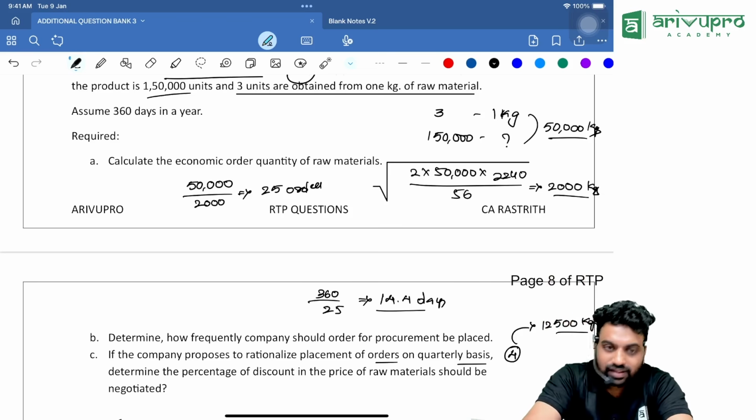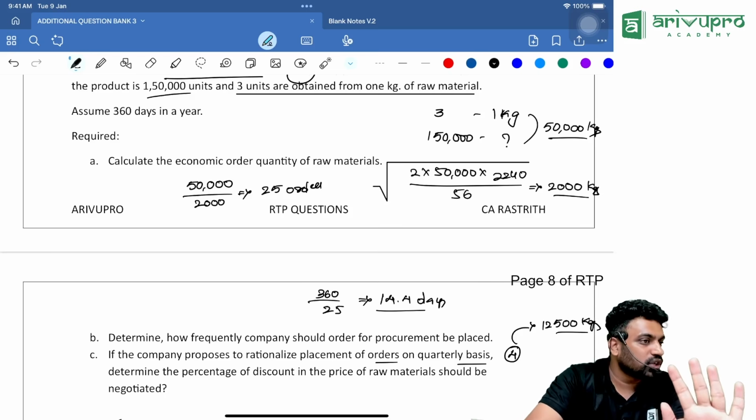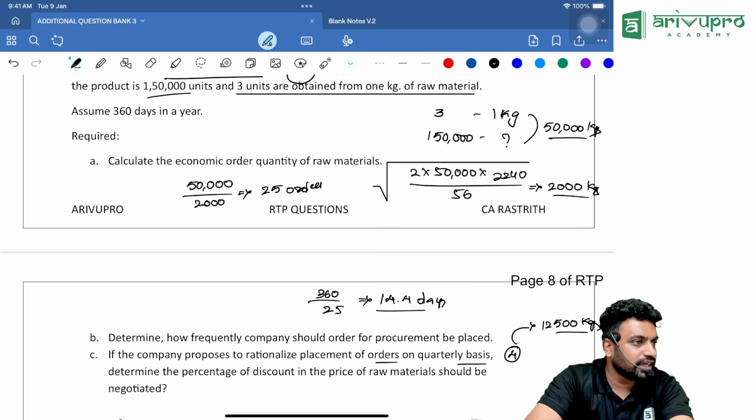Again, compare between EOQ and discount. Whatever the cost we get under discount, that should be equal to or less than EOQ. Otherwise, we'll go for EOQ only. If he's ready to give that, okay. Otherwise, we'll go to EOQ.